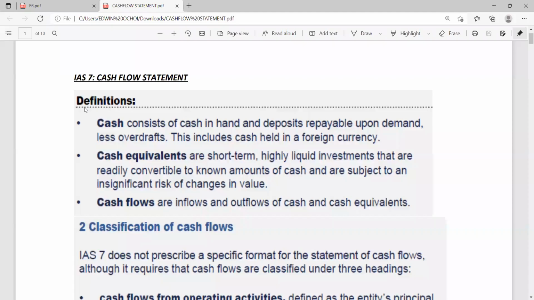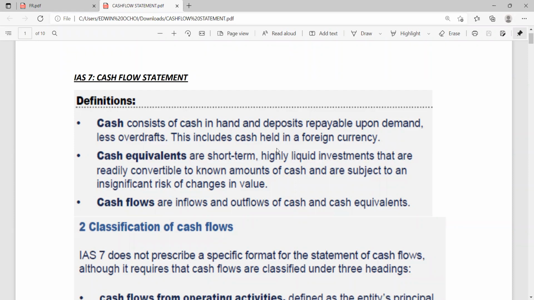There are some notes here in soft copy. I think you have them. For the definition, I started by explaining the term cash. It consists of cash in hand and deposits payable upon demand, less overdrafts. This includes cash held in foreign currency.